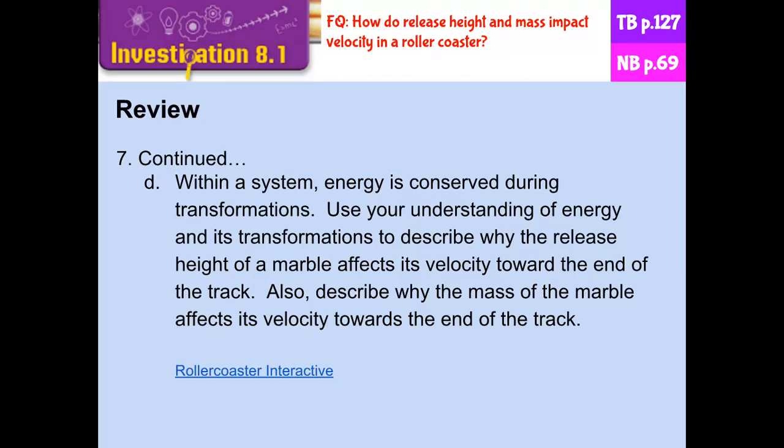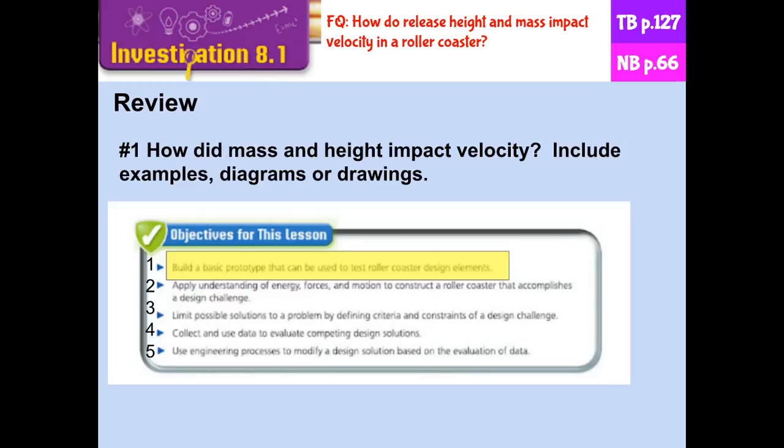Looking back at investigation 8.1, which was the last 2 days, we're going to talk a little bit about the system of energy that was within the roller coaster, and talking about how the mass of the marble affected the velocity, and also how the height of the release of the marble affected the velocity. And then just going to take a minute and look at objective number 1, which is how did mass and height impact velocity? And we're going to want to include some examples, some diagrams, or some drawings. So a chance to reflect on the last 2 days.